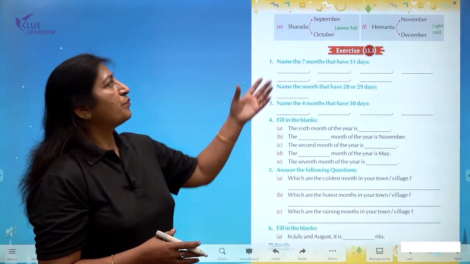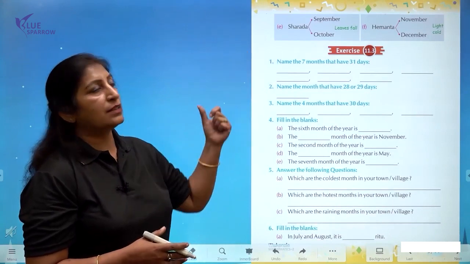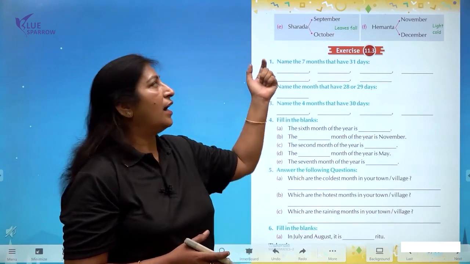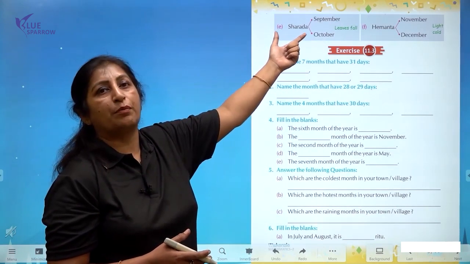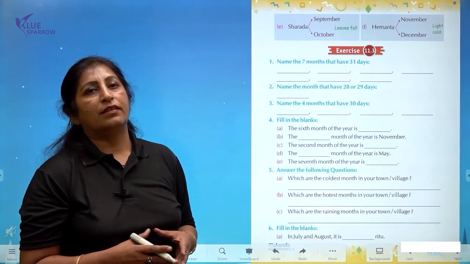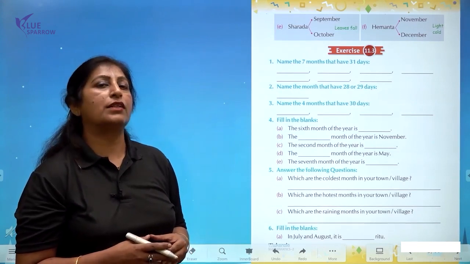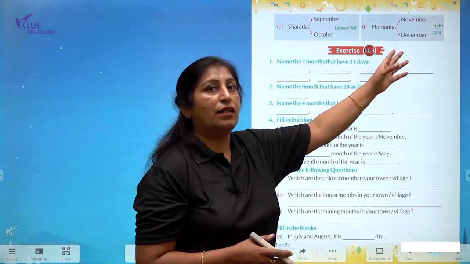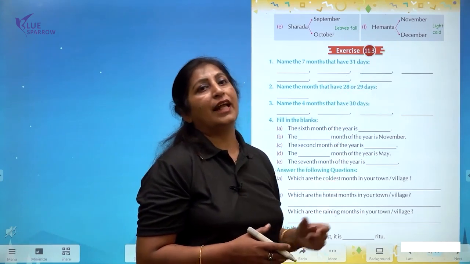Next season is Sharad Ritu, Sharad season. In this season, trees shed their leaves and this season comes in the months of September and October. Next is the Hemant Ritu, or Hemant season. This season comes in the months of November and December and this season is light cold.